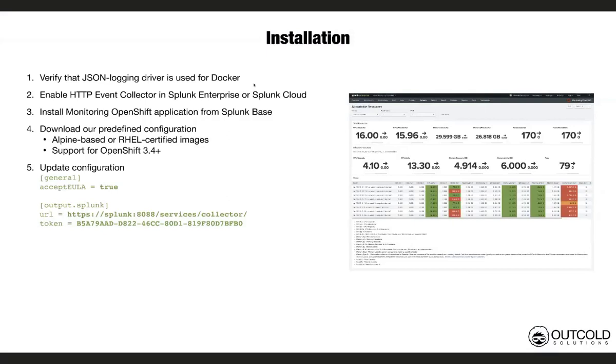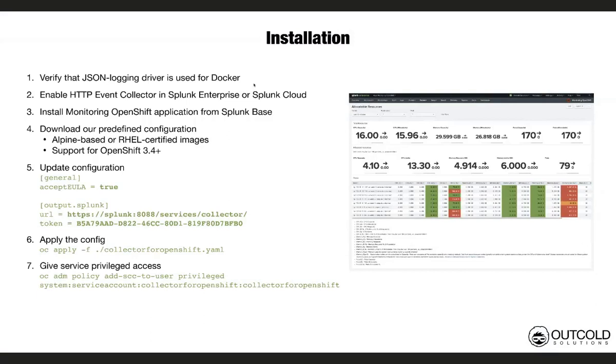After you download our configuration, basically there are three things you need to do: accept the EULA, set the URL where your Splunk is, and define the token. The token is the way you can secure your endpoint to make sure that nobody else tries to send data to this endpoint. After this, apply the configuration and give our user privileged access.